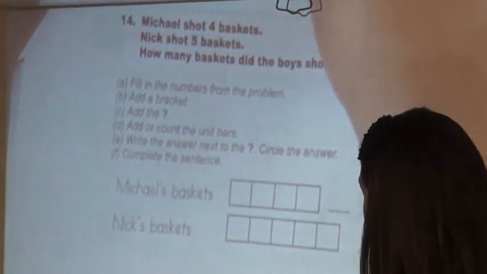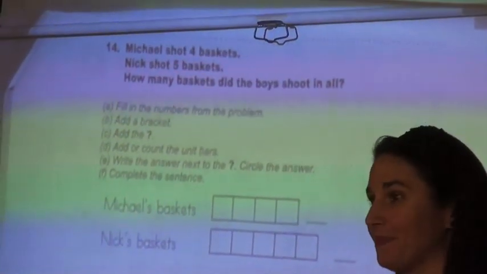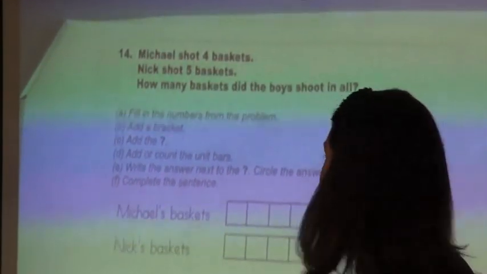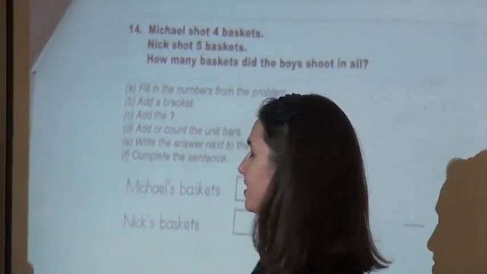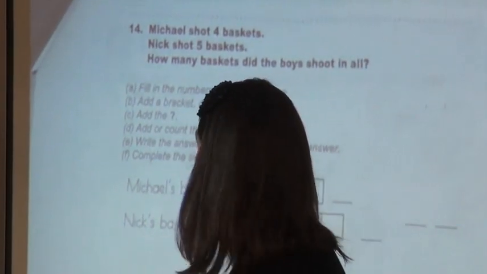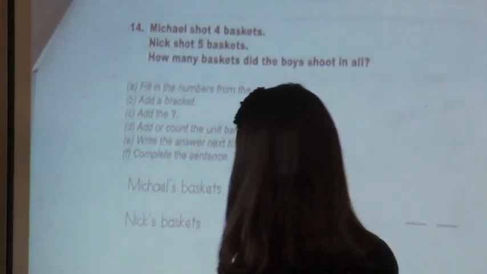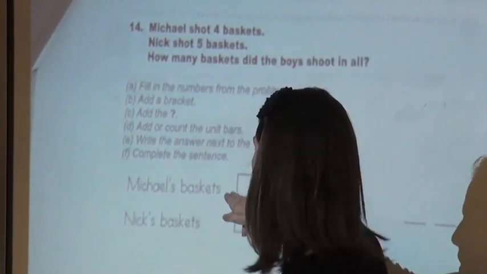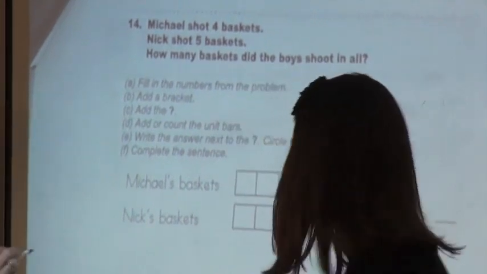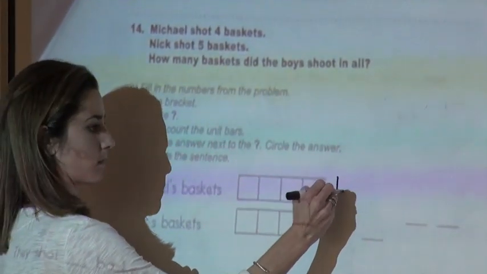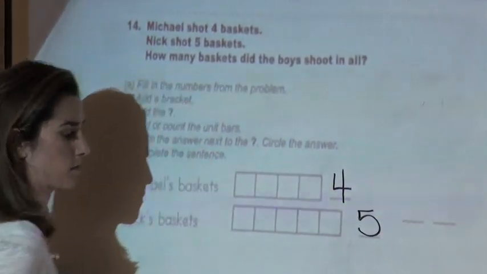All right. So first we would say, okay, who are our who's? Nick. Michael and Nick. What is our what? Baskets. Okay. How many baskets did Michael shoot? 4. So then they would go ahead, if the unit bars weren't here, and draw the 4. How many baskets did Nick shoot? 5. And then we tell them to go ahead and write the digits next to their unit bars. And then we kind of go through it.